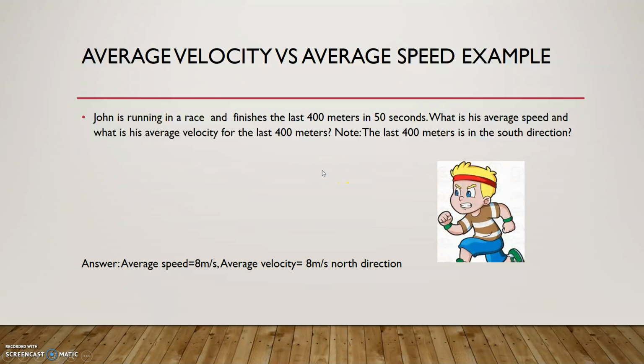Alrighty, so the answer for this question is the average speed is 8 meters per second and the average velocity is 8 meters per second in the south direction. You see, both answers will be the same, except the velocity is going to have the direction.